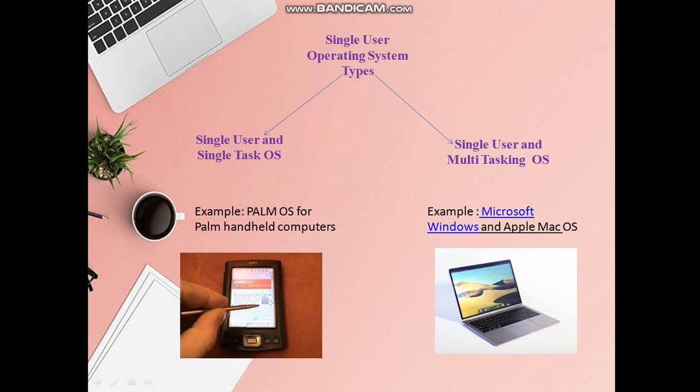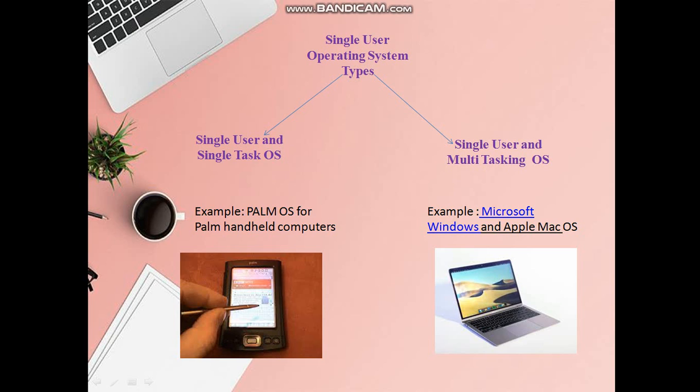Next slide is the types of single user operating system. Very first type is single user and single task operating system. With the name, single user means what? Only one person, one user will access that particular device, and the user will perform only a single task on that device. And that particular device will have a single user and single task operating system installed on it. The example I have taken is the Palm operating system for Palm handheld computers, and this is an example of a Palm handheld computer.